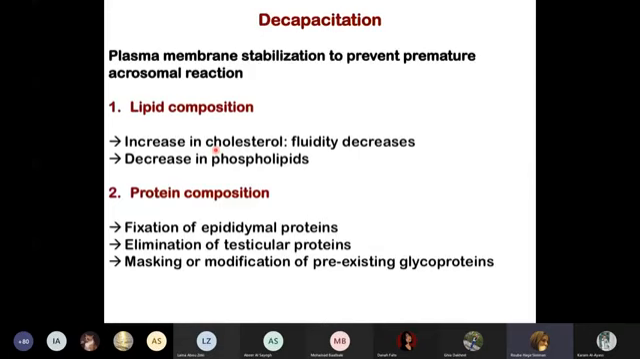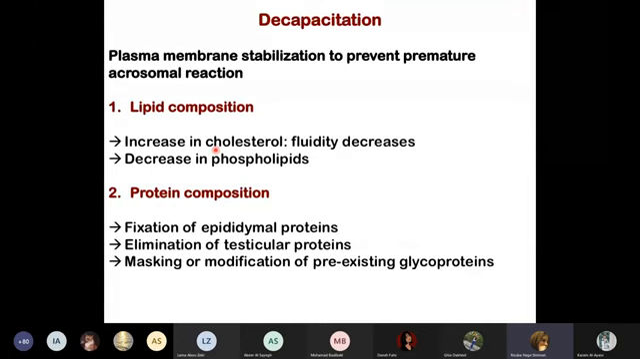They will remove the testicular proteins that came with the sperm cells from the seminiferous tubules and will replace them with epididymal proteins. These epididymal proteins will be protecting and stabilizing the sperm and protecting it from undergoing a premature acrosomal reaction. This is regarding the proteins that are on the membrane of the sperm cell.